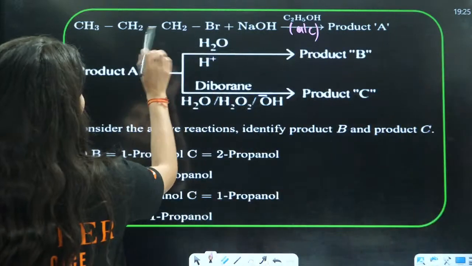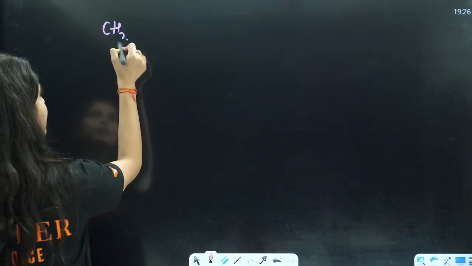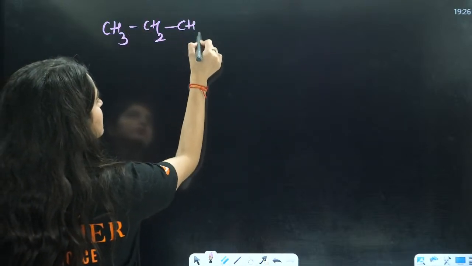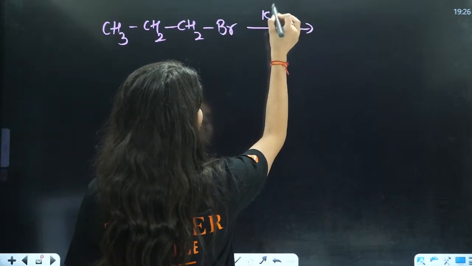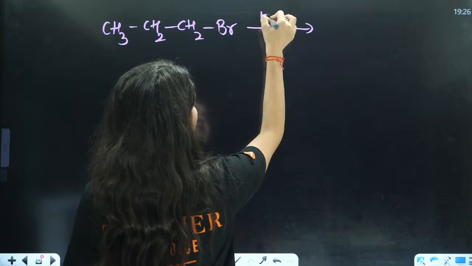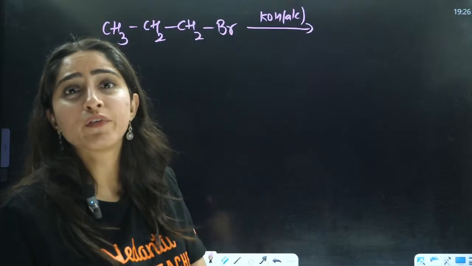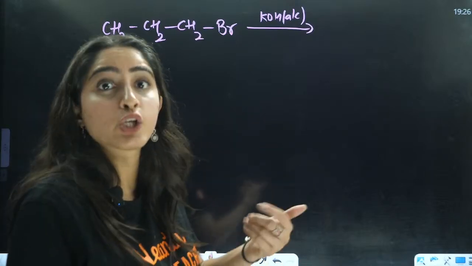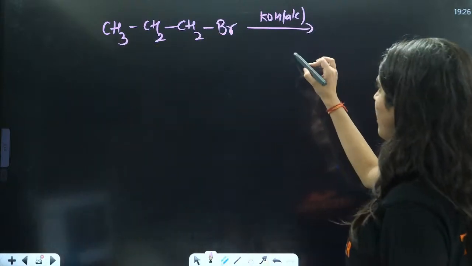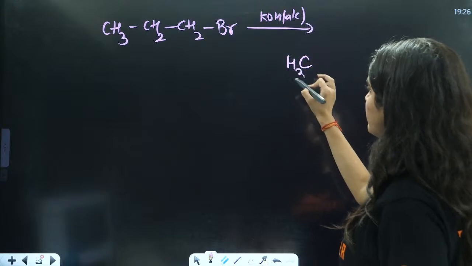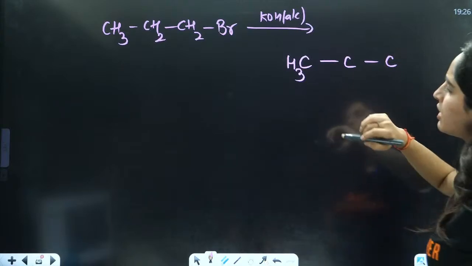For example, 1, 2, 3, right? So here you have CH3, CH2, CH2, Br, and this is, I think, KOH or NaOH, whatever the base was, alcoholic KOH or NaOH, or they have given you C2H5OH. That is the same thing, C2H5OH is alcohol only, right? So it will form a more substituted alkene.